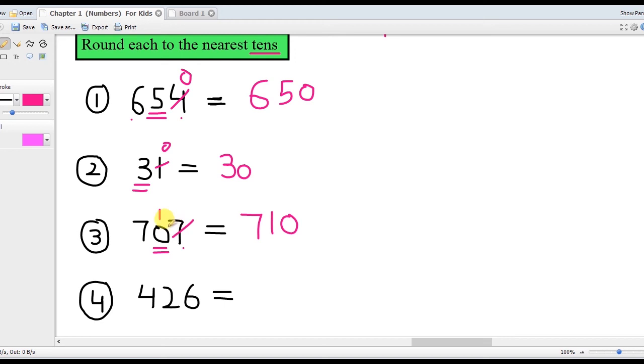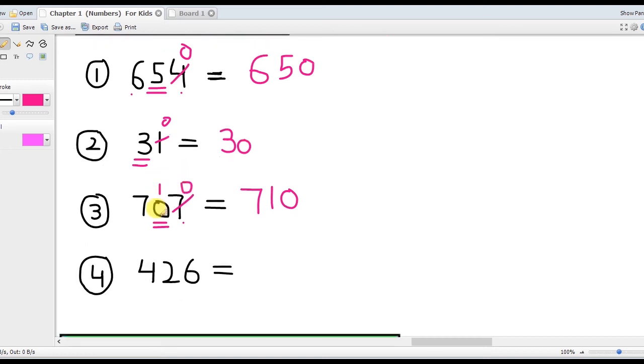Whenever you are going to round it off, you add into the previous number. If the number is 5 or bigger than 5, then write 0 and add 1 in the previous digit.